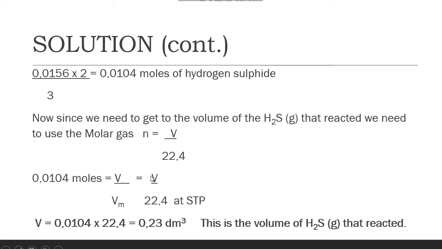Here, we need to change the subject of the formula to the actual volume that we're getting, and the actual volume is equal to 0,0104 times 22,4. So we multiply that out and we get the actual volume to be 0,23 decimeters cubed. And this is the volume of hydrogen sulfide gas that reacted.